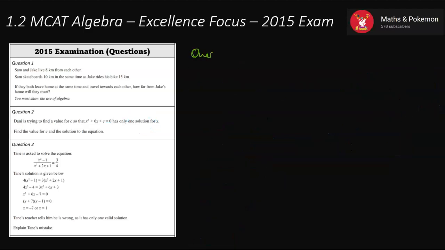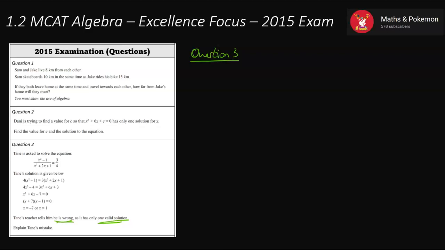On to question number 3. This one looks a bit messier all the way down the bottom there. So Tane's asked to solve this equation. He's got the following working here. We'll have a look at it later. And he's got 2 answers. Tane's teacher tells him that he's wrong and that there's only one solution.